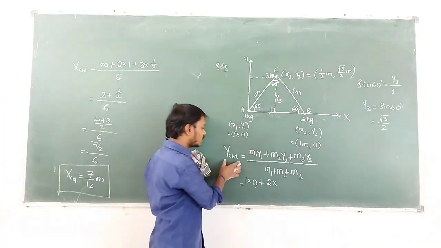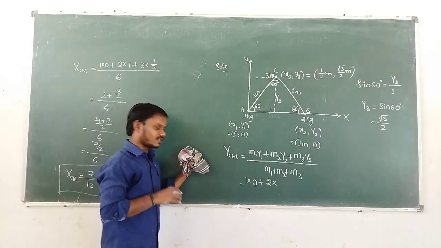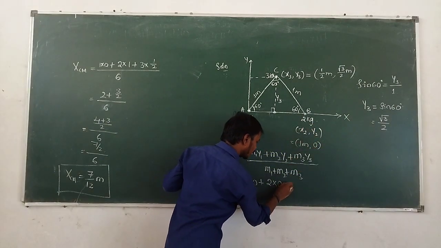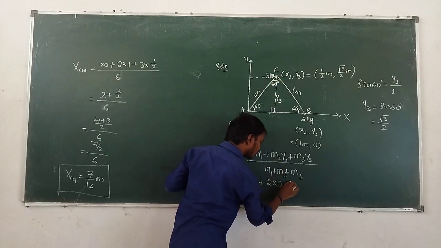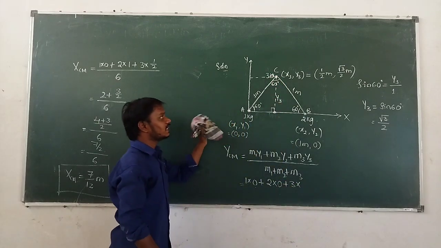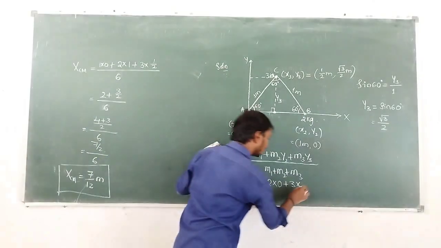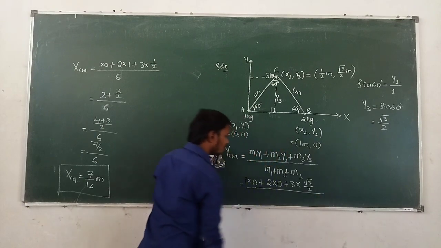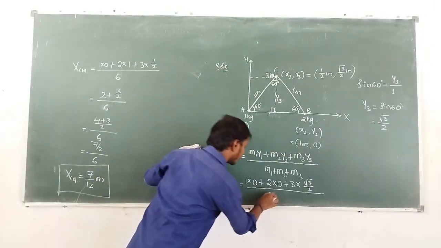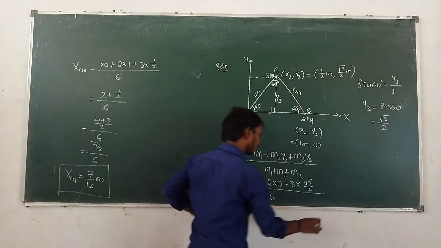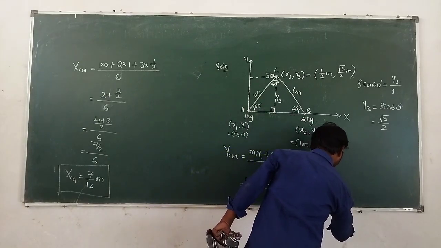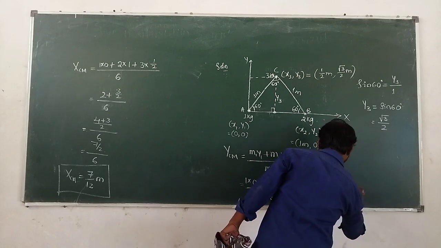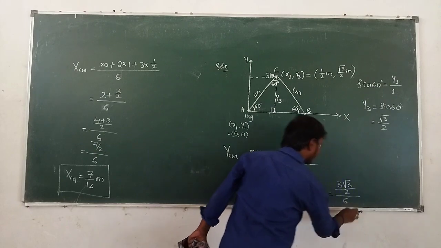Then what is the y coordinate of 2 kg? We are going to find the position of center of mass along the y-axis. The y coordinate of 2 kg is again 0. Plus what about m3? m3 is 3, and the y coordinate of 3 kg is root 3 by 2. Whole divided by total mass of the system, that is again 6 kg. These two are 0. Then next 3 into root 3 by 2 divided by 6.